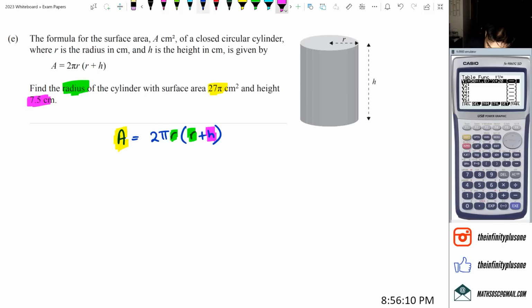So what we've got here is area is 27 pi equals 2 pi. Now the radius, we don't know what it is, so we're just going to leave it as an r. And we've got an r plus this height is actually 7.5.